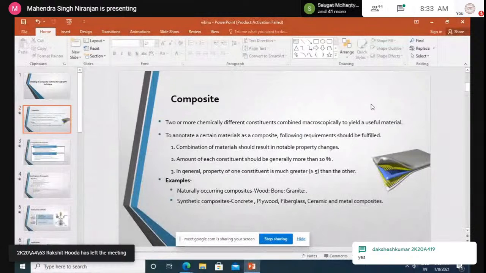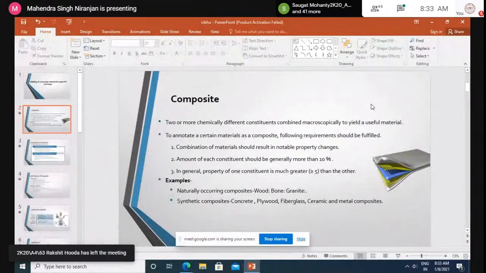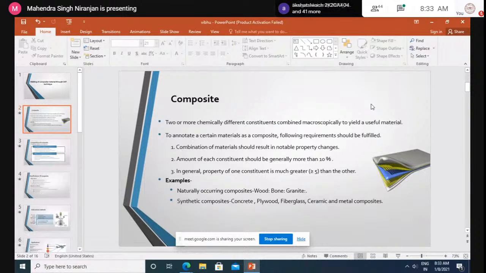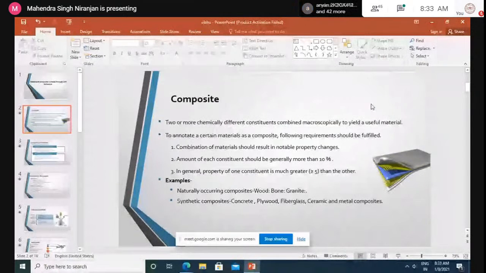So two or more chemically different constituents which are combined macroscopically. The processing of these chemical constituents to be combined is by different processes. We have our DTU stir casting process to develop a composite. So different types of composites we are developing in the lab, and according to the property needed, as per the demand of the customer or the market, we develop the formula of the composite.